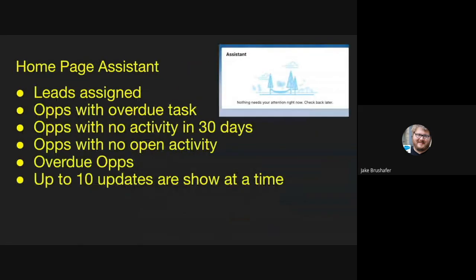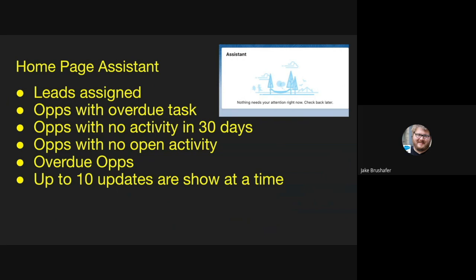All right, and then the Home page assistant. If you set up an app, you have your home page there. The Home page assistant tells you what you need to do for the day. It can show your assigned leads, your opportunities with overdue tasks, opportunities with no activity in the last 30 days, opportunities with no open activity, and any overdue opportunities.